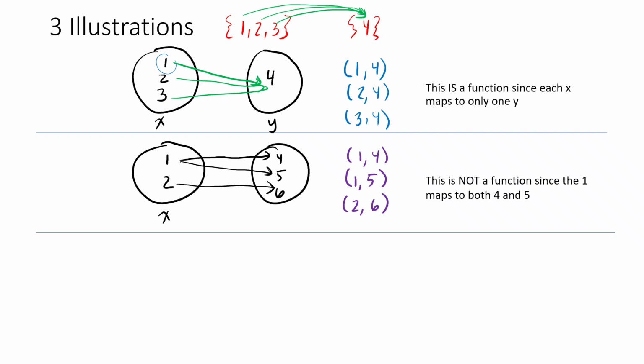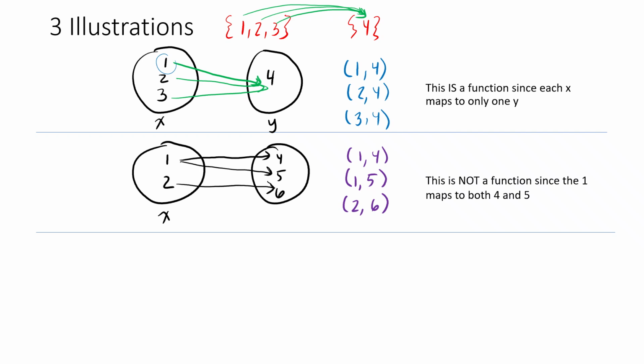But now, if I were to ask you, what does the 1 map to? Now there are 2 answers. Like some people might say 4, some people might say 5, some people might say both. But the point is that there's more than one correct answer for what does the 1 map to, okay? And that means it is not a function, okay? That violates it being a function.